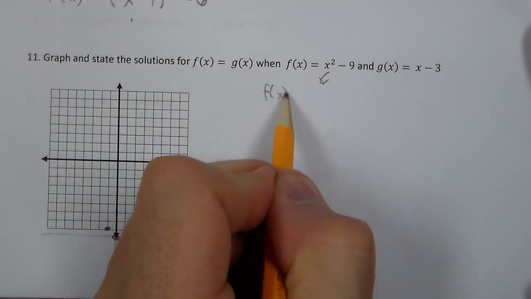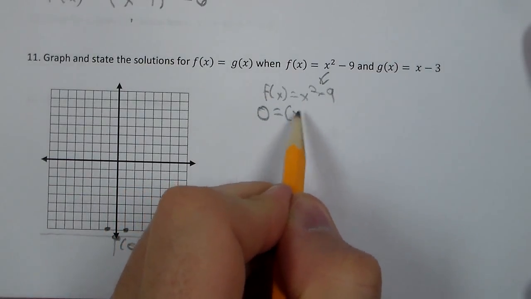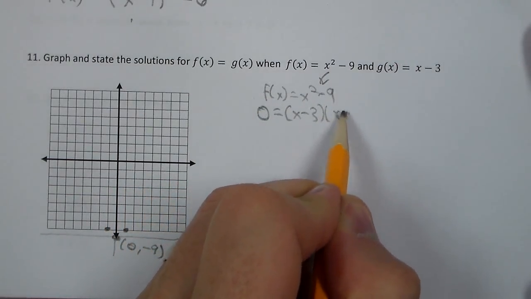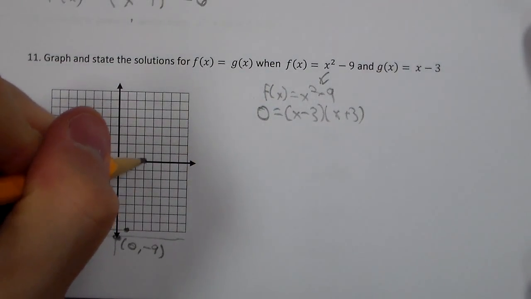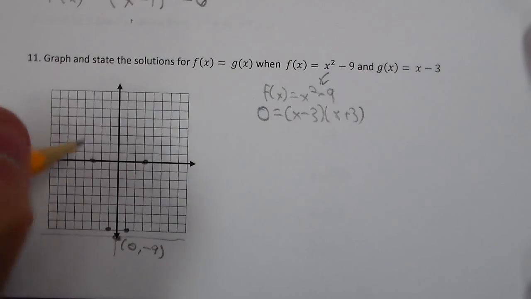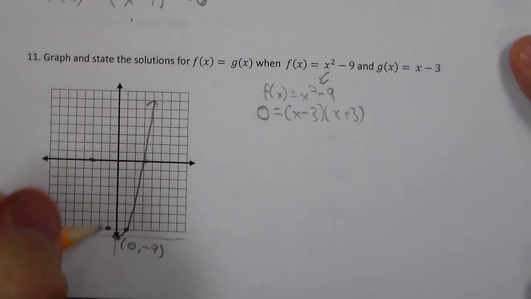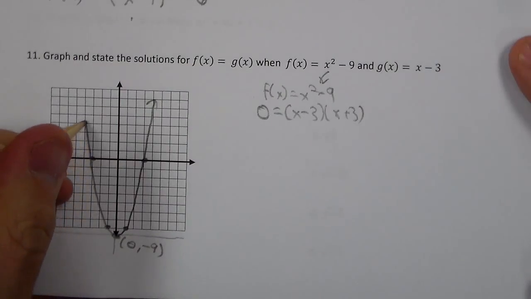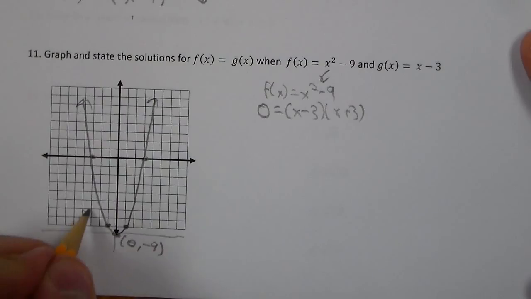So f of x equals x squared minus 9 also factors to be x minus 3, x plus 3. So if that's the case, I know it hits on either side right here. So now I can kind of sketch through those 2 points. Just another point of reference for us. So that is f of x.